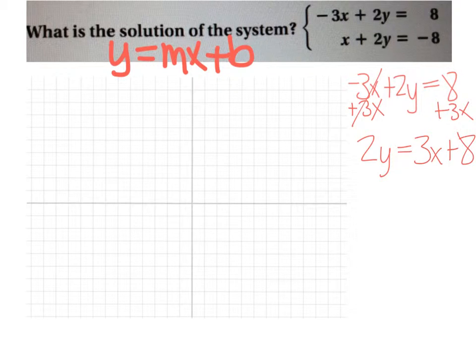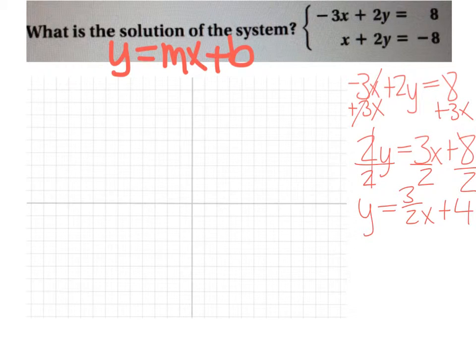And then the last step to isolate y is to get rid of the 2. So this is 2 times y. In order to undo that multiplication, I need to do the opposite of multiplying by 2, which is to divide by 2. So I end up with y equals 3 over 2x plus 4. And we want to leave this as a fraction because we're going to be graphing it. We want a rise over a run.